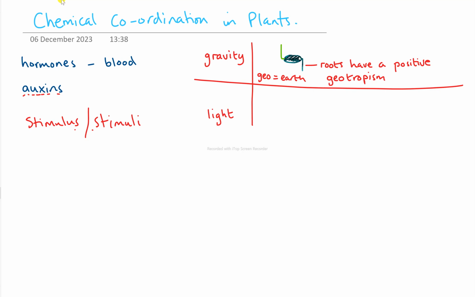Right, and the shoots have a negative geotropism. So they go against gravity and towards the light. Right, you've got another stimulus. Just trying to find the right pen. Okay.